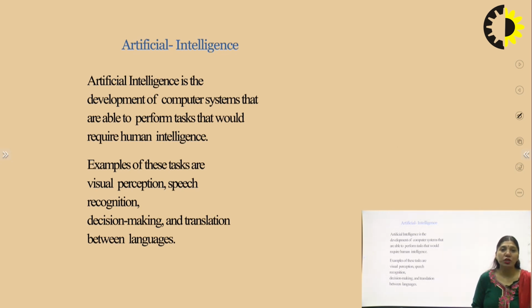For example, visual perception is a common example of AI. Speech recognition is again a common example. Decision making, translation between languages and many more. There are a number of examples for AI.